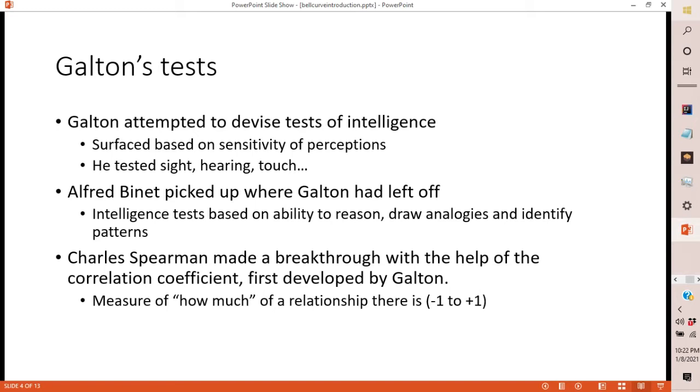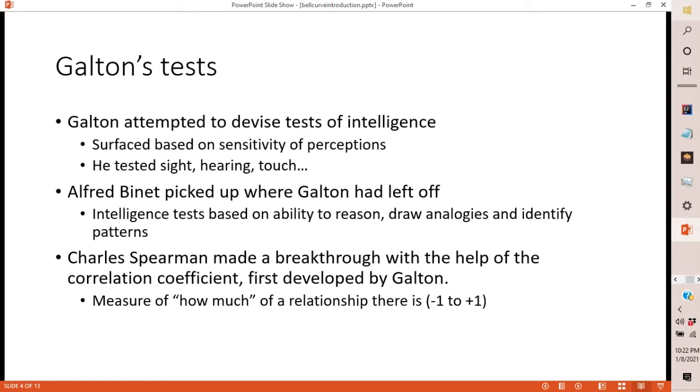What's another one? Proprioception. Well, proprioception is another one, but we have a lot of these senses. And I'm assuming Galton here probably only tested for the ones that were pretty much universally known: sight, hearing, touch. So these were the first kinds of tests, testing for sensitivity of perceptions.